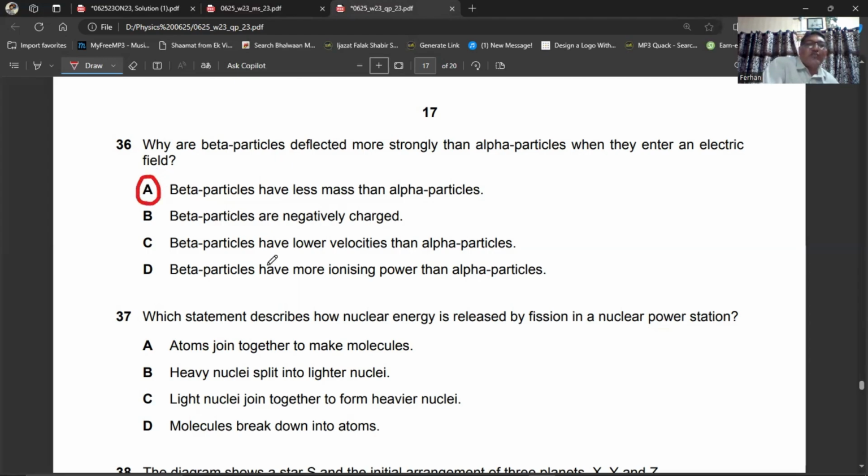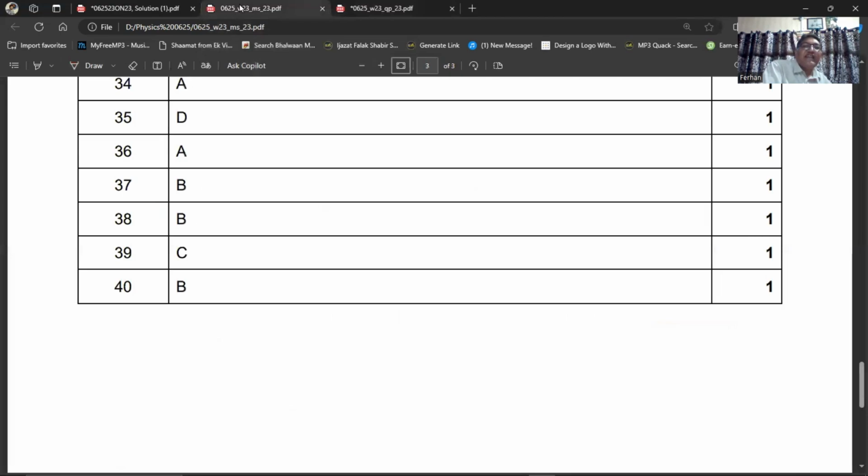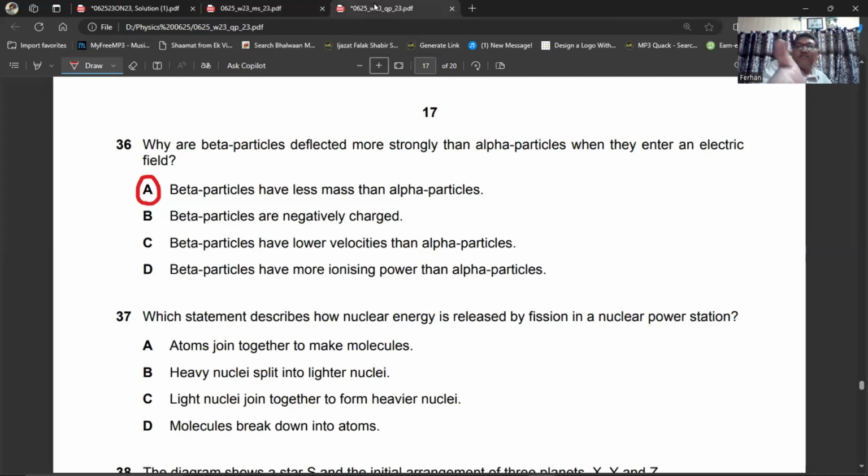Beta particles are negatively charged. No, beta particles, yes, they are negatively charged, but this is not due to the negative charge. Beta particles have lower velocities than alpha particles. Beta particles have more ionizing power than alpha particles. No. So I think 36 A is the right option, sir. It's a famous sentence in your book.